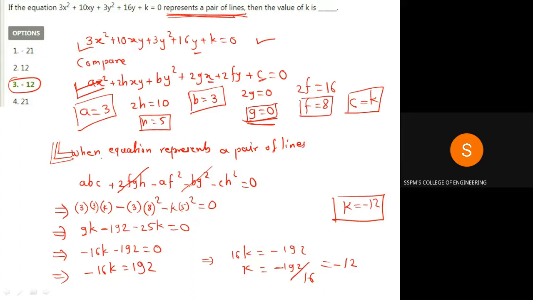So in this example, it was given that it represents a pair of lines. So whenever an equation represents a pair of lines, you can write this: abc plus 2fgh minus af square minus bg square minus ch square is equal to 0. You can write this. When the lines are perpendicular, you have seen another thing: a plus b is equal to 0. When lines are parallel, h square minus ab is equal to 0. So you can use different formulas to solve such examples. So here k is equal to minus 12. That was the correct option. Next example.